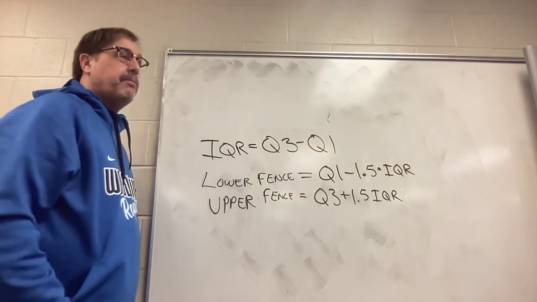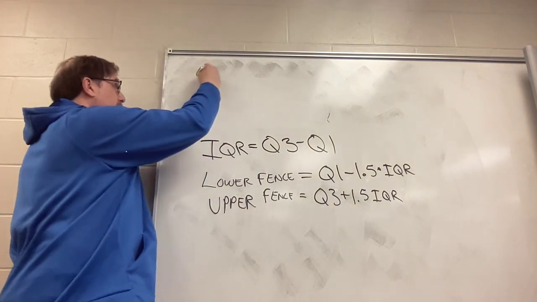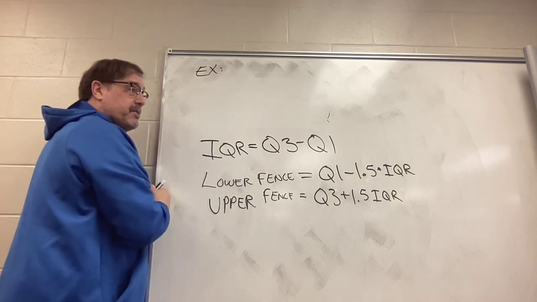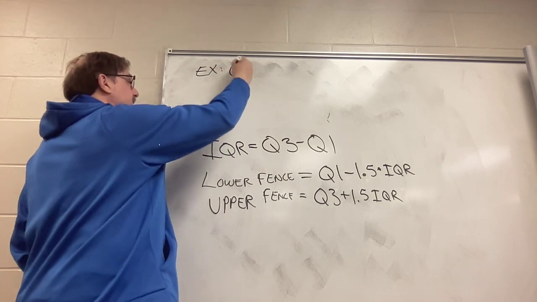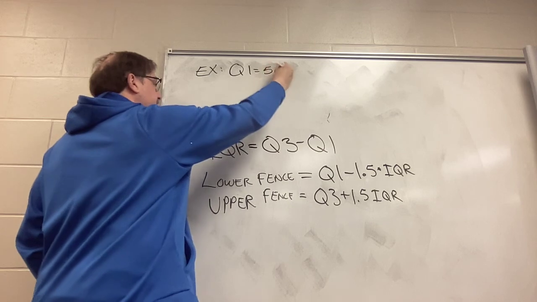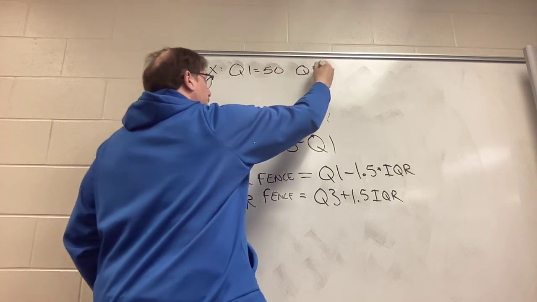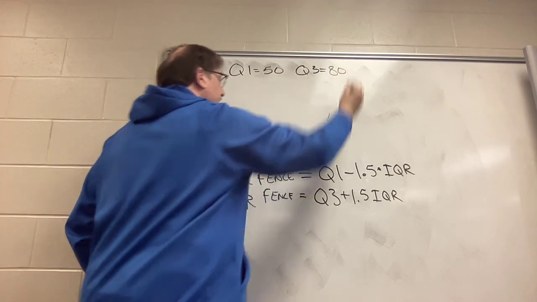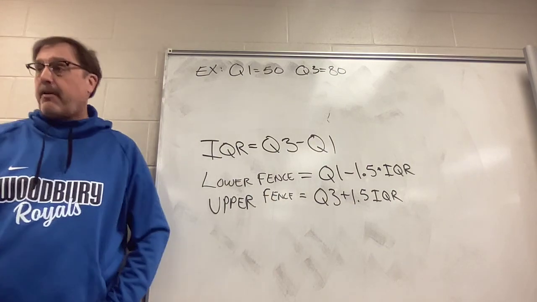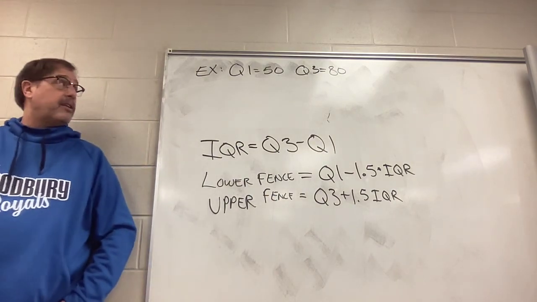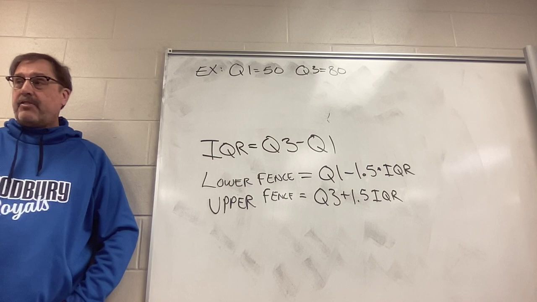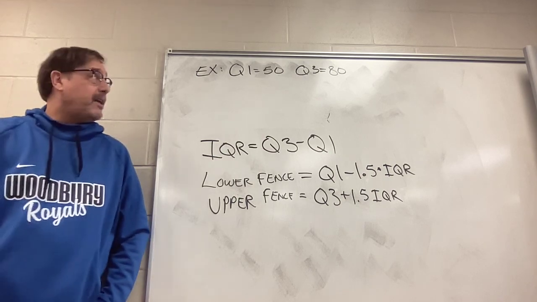You put a bunch of numbers in your calculator. This is going to be called our first example. You put a bunch of numbers in the calculator, and it says Q1 equals 50, Q3 equals 80. It says a whole bunch of other things, but we found Q3 and Q1. Did we do that yesterday? Yep.